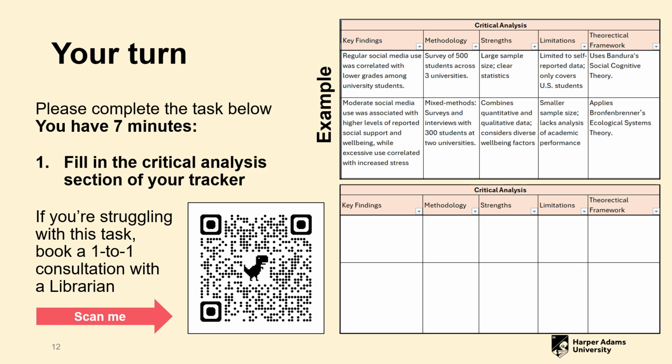Remember, if you get stuck, you can always book a one-to-one session with a librarian to cover this ILS skill. Just scan the QR code on the slide.